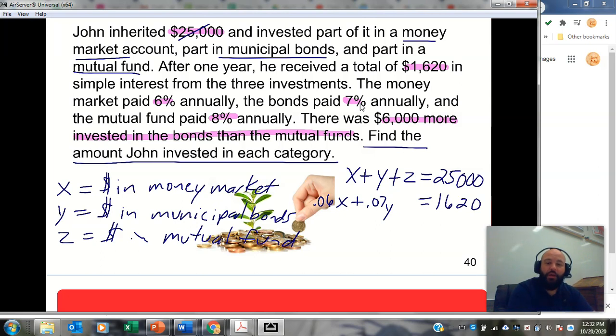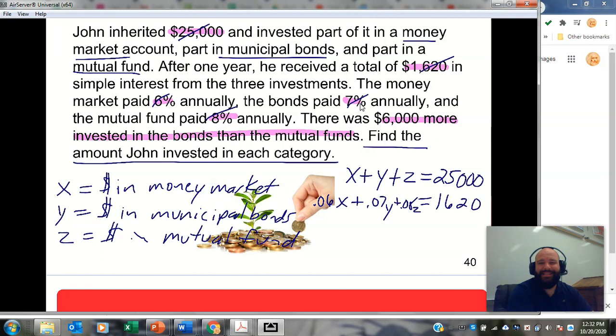And the last investment, we actually earned 8%. So that's going to be 0.08z. And you can see 0.06x plus 0.07y plus 0.08z is equal to 1,620, the total amount of interest we earned. So we have used this, this, and so as you could see, as I work through the problem, I like to cross out the highlighted stuff that I've used.